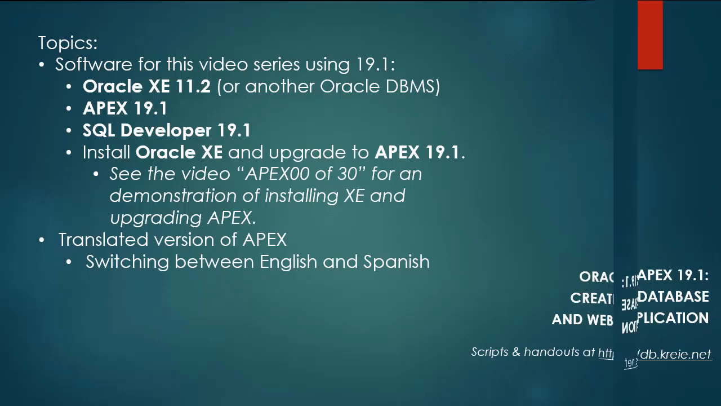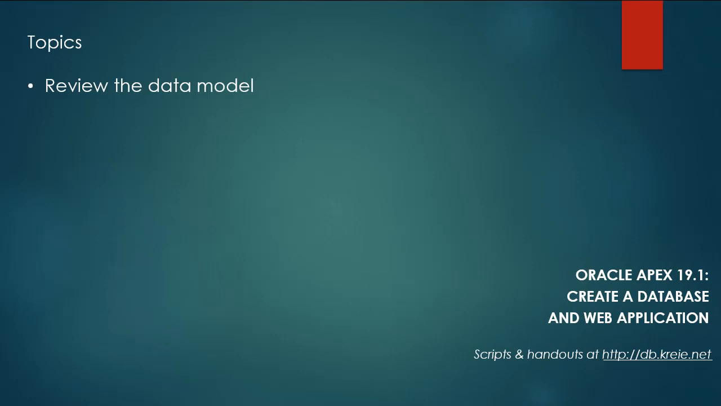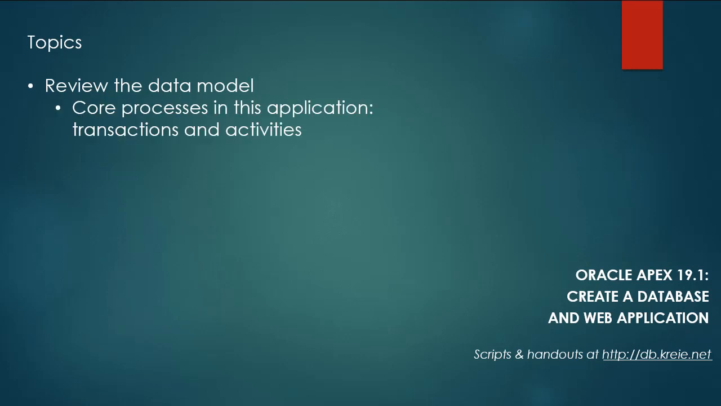So let's get started. In this video, which is the last video I plan to make in the Apex 19.1 series, we will take another look at the data model and remind ourselves of what needs to be done in the application. We have not addressed how we're going to handle the core processes, which is transactions related to animals, transactions such as intake to the shelter, transfer from the shelter, or placement in a home, and the activities such as medical treatment, grooming, or training related to the animals.